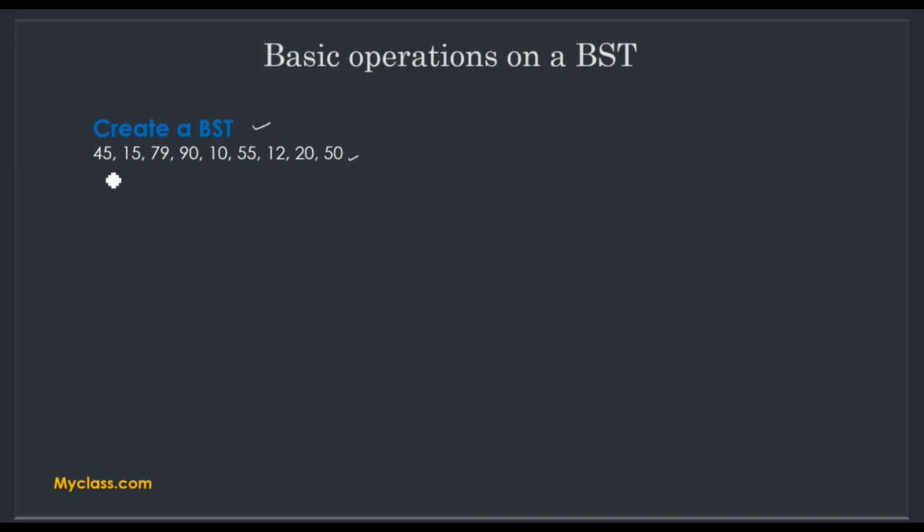So this is our list. Our operation starts from the first element. This is the root node of our binary search tree. Then we consider the next element. 15 is the next element. Our step is to compare 15 and 45. 15 is less than 45, so we insert 15 as the left child of 45.